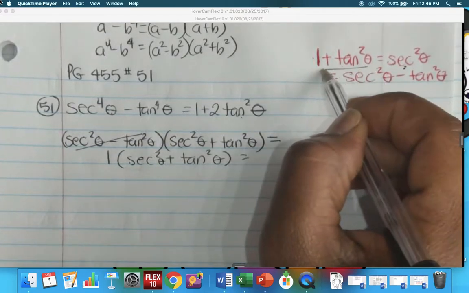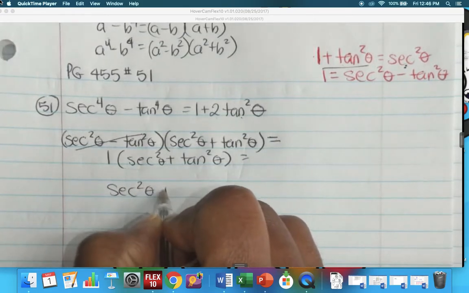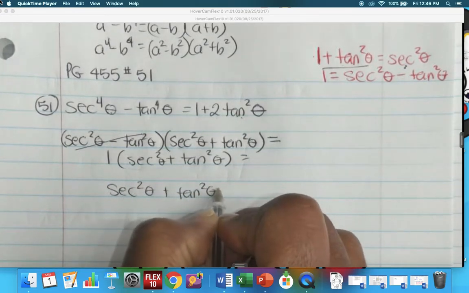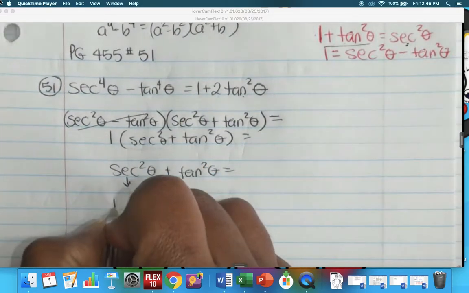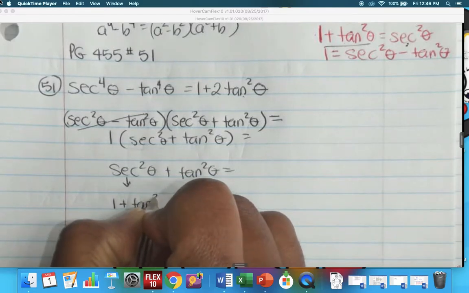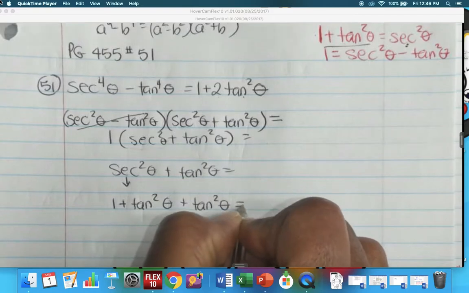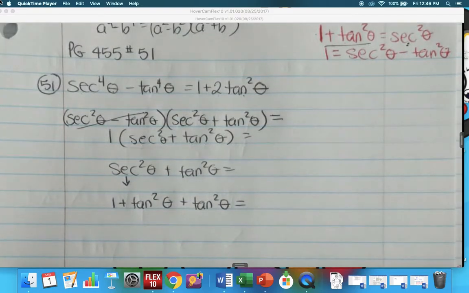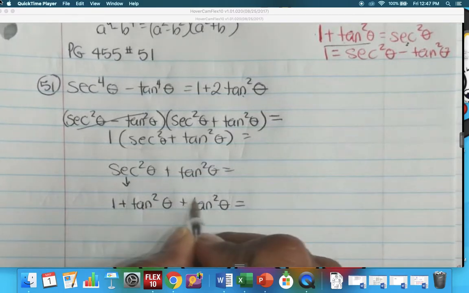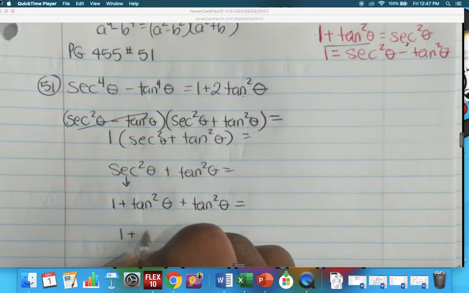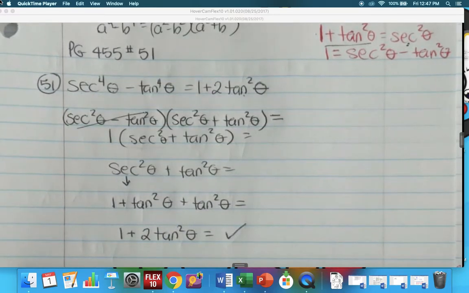Secant squared is equal to 1 plus tan squared. So right now I have secant squared plus tan squared, but I can rewrite that as 1 plus tan squared, and then I'm just dropping this tan squared down. Right, now I have all tans. I don't need any other trig identity, and I have 1 plus a tan squared plus another tan squared. That's going to be 1 plus 2 tan squared. And now my left and right side are congruent.